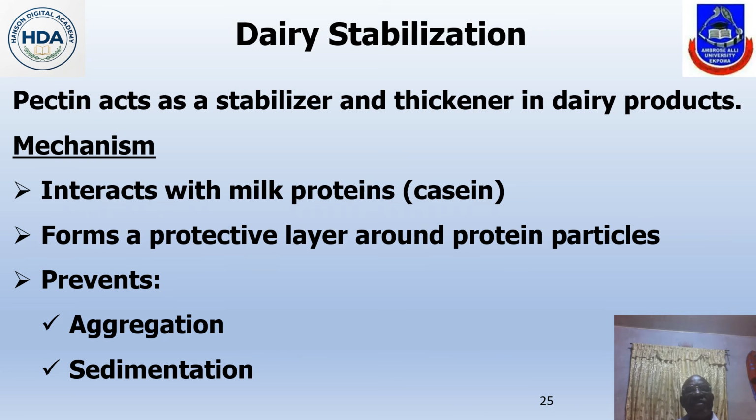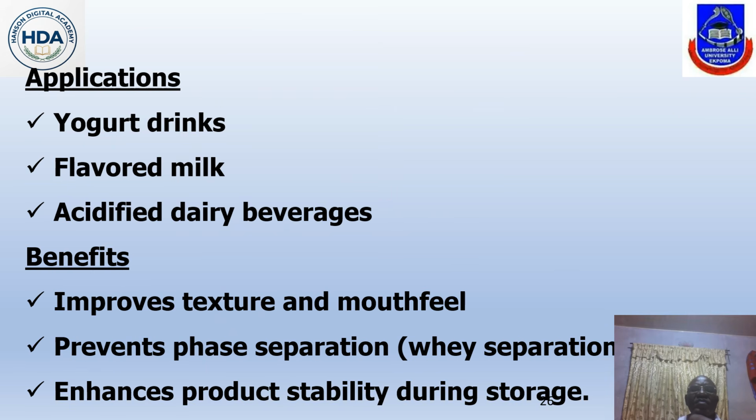Dairy stabilization. Pectin acts as a stabilizer and thickener in many dairy products. The mechanism includes interaction with milk proteins to form a protective layer around protein molecules, and therefore prevents aggregation and sedimentation. They are applied in drinks, yogurt drinks, flavored milk, acidified dairy beverages. Of course, the benefits: they improve texture and mouthfeel, prevent phase separation, and enhance product stability during storage.